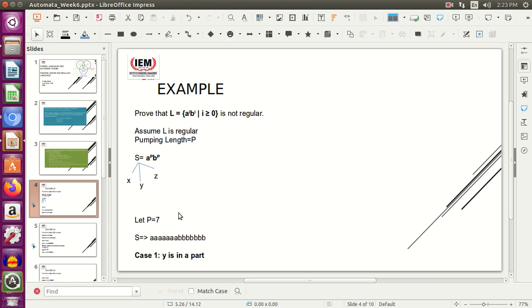Yeah. So as I was saying, we are assuming that we have a string, and we are dividing it into three parts, x, y, and z. Now we will take an example string consisting of a's and b's, right? And since P is equal to 7, the number of a's and number of b's will be equal to 7, right? So 7 a's and 7 b's.